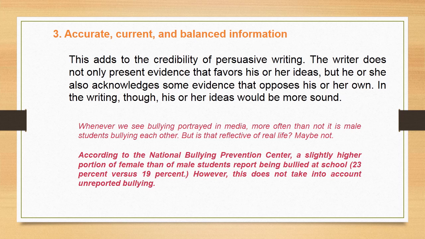The last one is giving accurate, current, and balanced information. What does it mean to give balanced information? It means you are not just presenting evidence that favors your ideas, but you are also acknowledging the evidence that opposes yours. In order for you to convince your readers to your point of view, acknowledging the opposite idea of the topic shows wide knowledge about the issue.